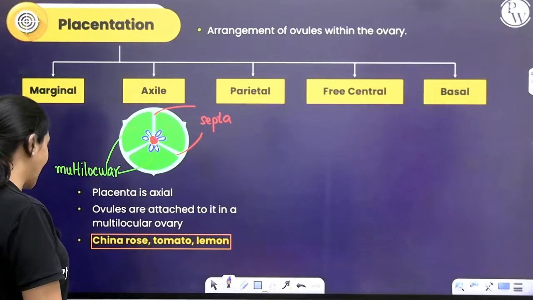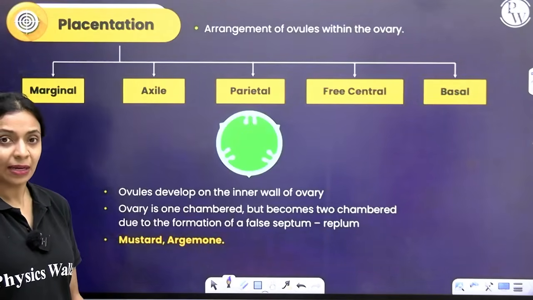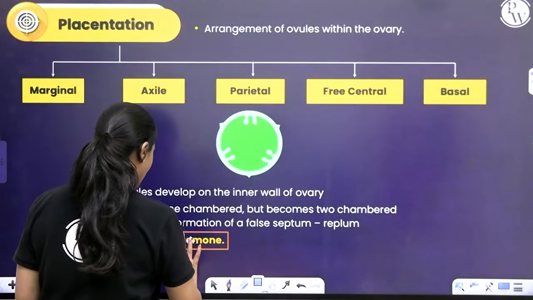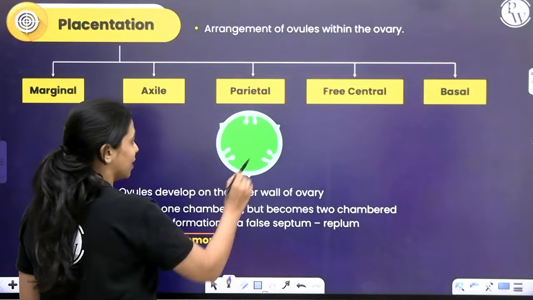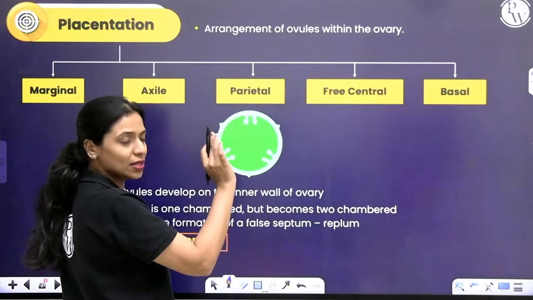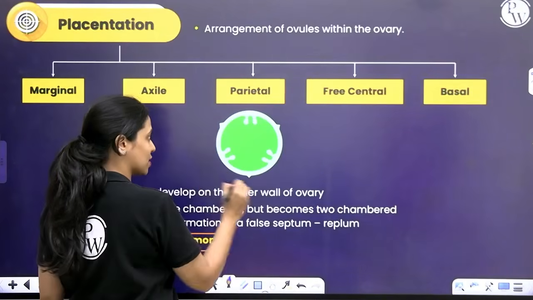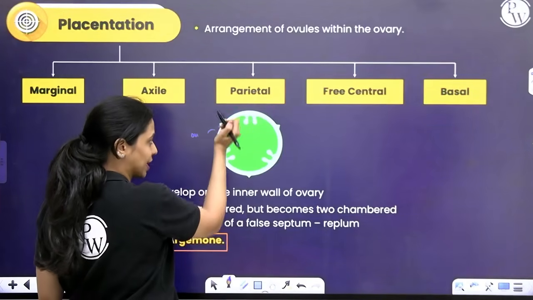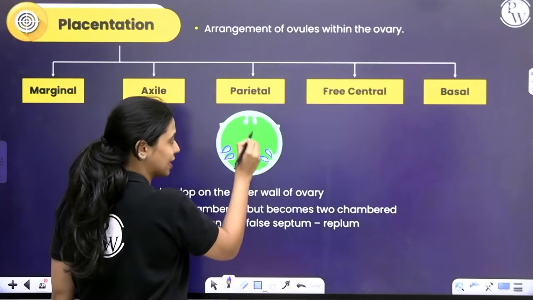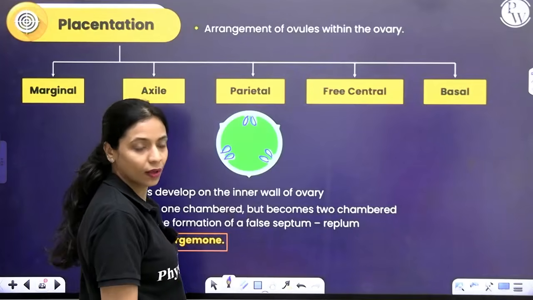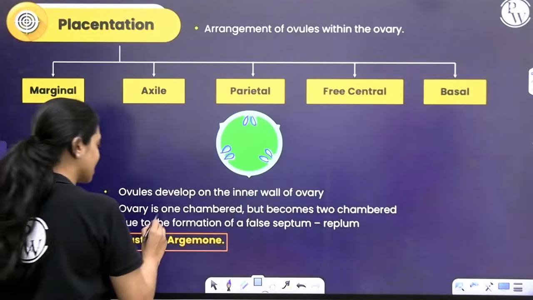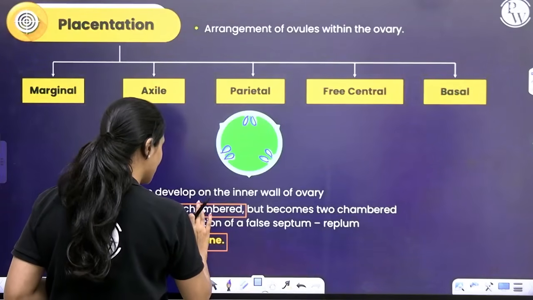Next, we have parietal placentation. In parietal placentation, which you can see in mustard and argemone, this is the wall of the ovary and the ovules are attached to the inner wall of the ovary. If this is the outer wall, towards the inside is the inner wall. Towards the inner wall, peripherally, you can see the attachment of ovules. Initially, when you look at it, this ovary seems like it has a single chamber. It looks like it's unilocular.